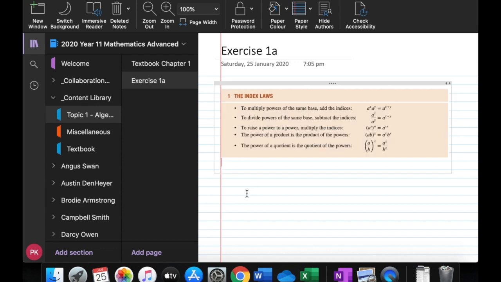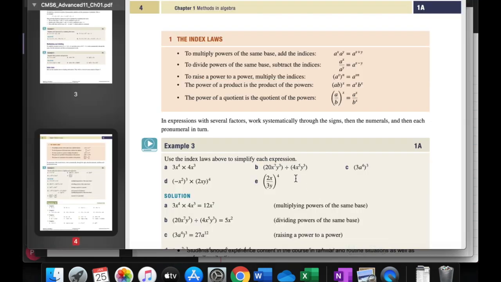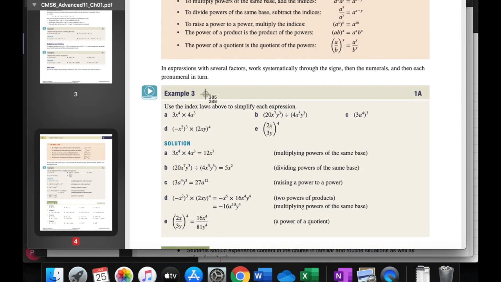Those index laws, most of them you guys have automatically. You know that when you've got two things multiplied together, you add the indices. If you're dividing, you subtract the indices. If you've got a bracket, you multiply the indices. The thing outside the brackets applies to both things inside the brackets, and same with fractions. So let's have a look at the examples they've set for these ones. We'll actually go through these.